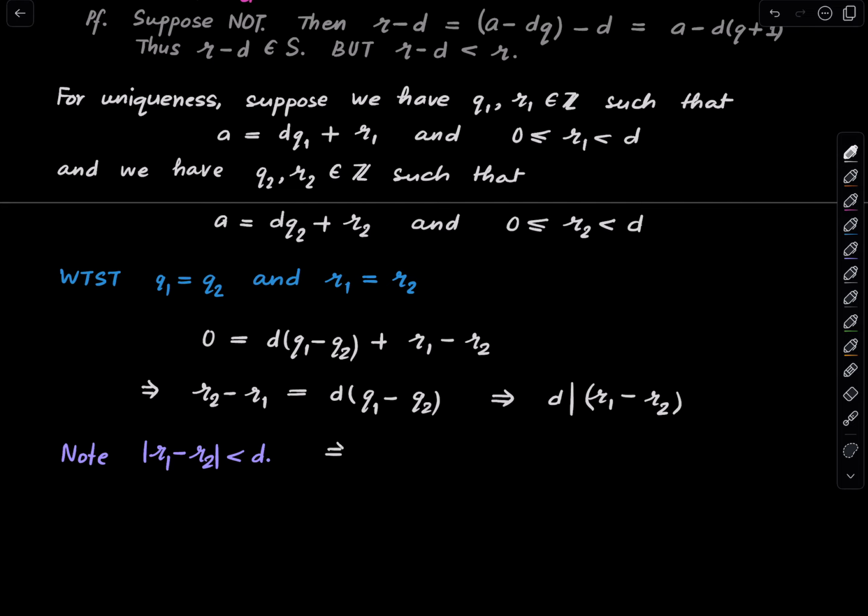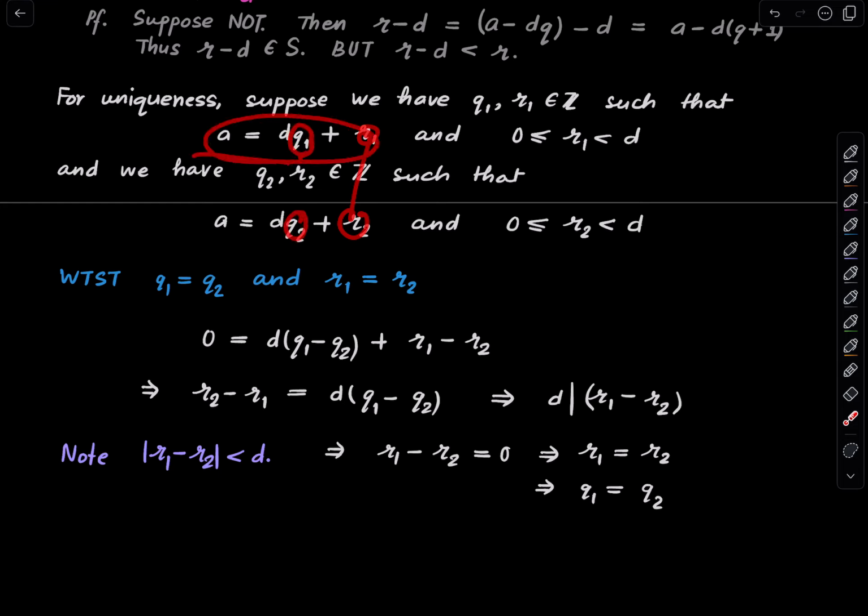So this implies that R1 minus R2 is 0. That's the only possibility, which implies R1 is equal to R2, which also implies that Q1 is equal to Q2. Why is that? Because if R1 and R2 are the same, Q1 and Q2 are both solutions of this linear equation, and therefore they are the same. In fact, each of them is equal to (A minus R) upon d, where R is the common value which R1 and R2 are. Right. So that shows uniqueness.